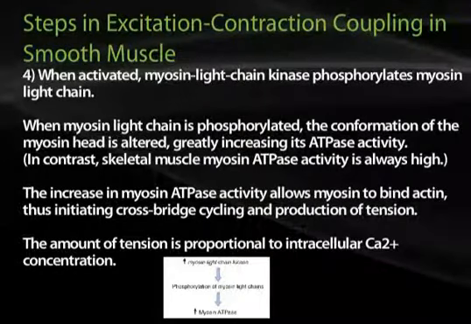4. When activated, myosin-light-chain kinase phosphorylates myosin-light-chain. When the myosin-light-chain is phosphorylated, the conformation of the myosin head is altered, greatly increasing its ATPase activity. In contrast, skeletal muscle myosin ATPase activity is always high. The increase in myosin ATPase activity allows myosin to bind actin, thus initiating cross-bridge cycling and production of tension. The amount of tension is proportional to intracellular calcium concentration.